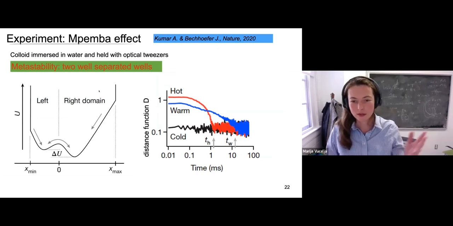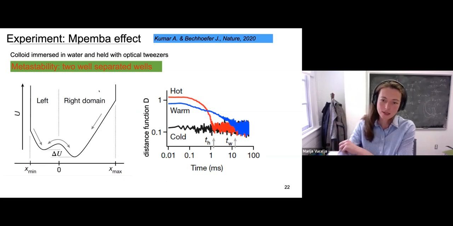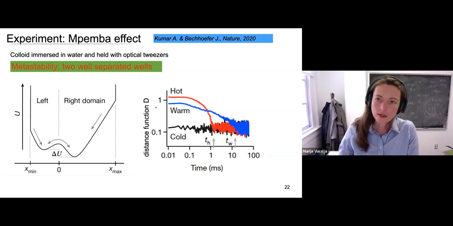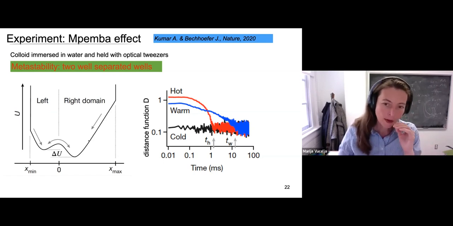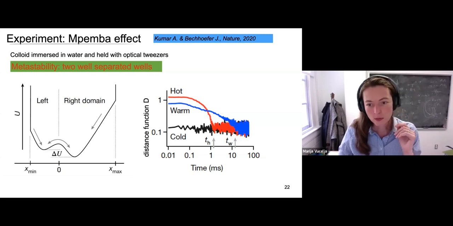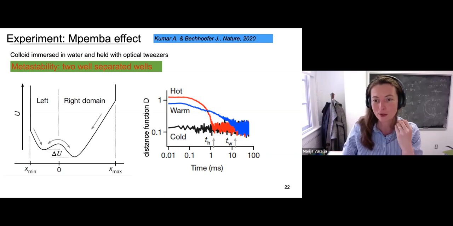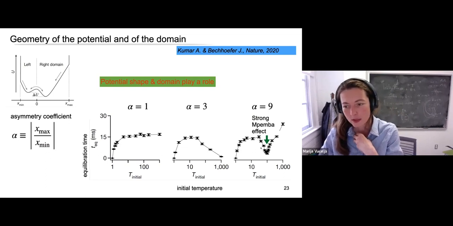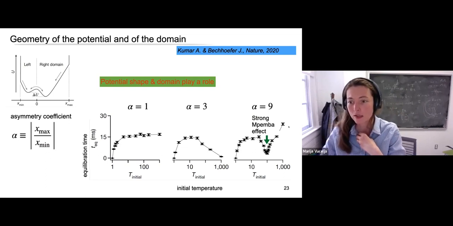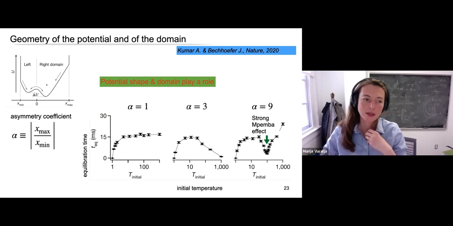We were also fortunate enough that our experimental colleagues studied the same system. They studied a colloid in an optical trap, and they had hot starts and warm starts and cold starts. By now you are trained: a crossing between a warm and a hot start means a Mpemba effect, and they've seen the effect. They also saw beautifully this dip in the relaxation time, which signals that you have the strong Mpemba effect, and they linked it to an asymmetry of the domain.